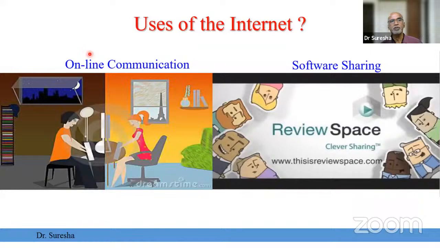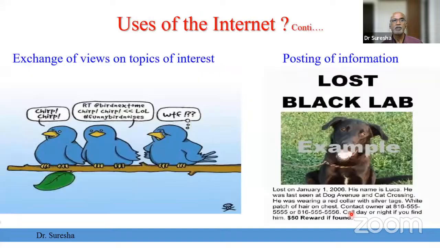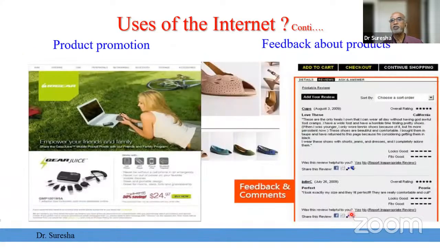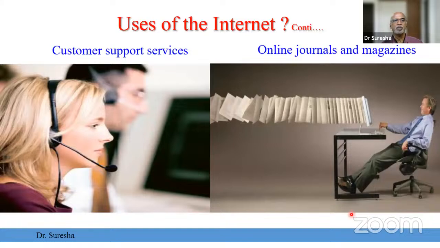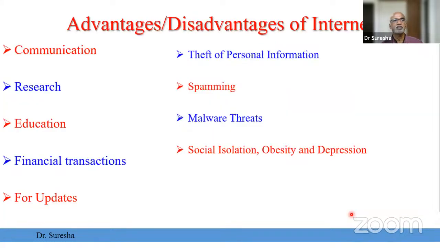So where can it be used? It can be used for online communication or online teaching, software sharing, exchange of views on topics of interest, positioning of information, product promotion, feedback about products, customer support services, online journals and magazines. So what are the advantages and disadvantages? Communication, research, education, financial transactions, and updates; against theft of personal information, spamming, malware threats, social isolation, obesity, and depression. So these are some of the areas where you can use the internet and get some benefits.